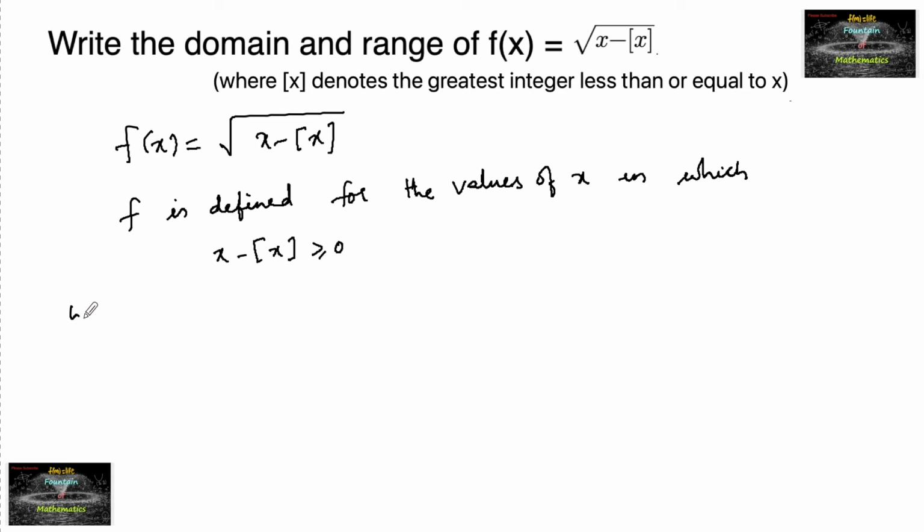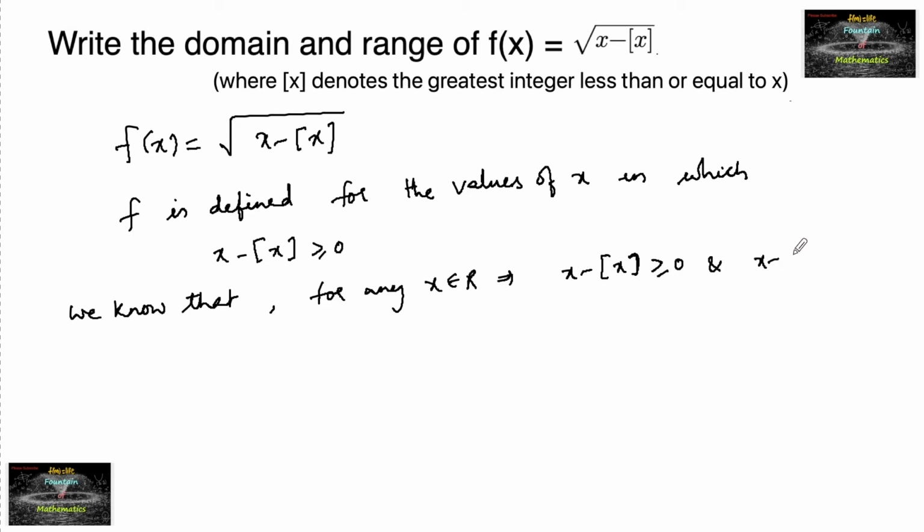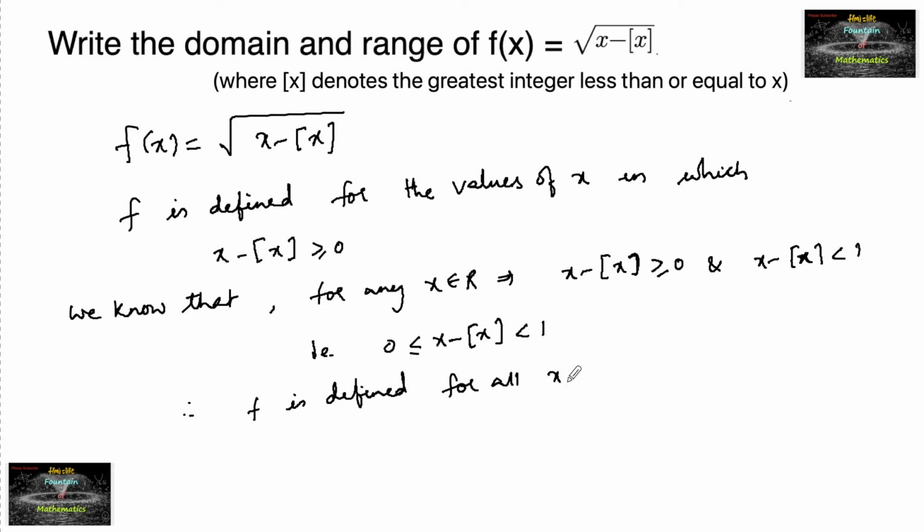And since we know that for any x belongs to R, x minus the greatest integer which is less than or equal to x is always greater than or equal to 0, and x minus step x is also less than 1. So we can write that x minus step x lies between 0, including 0, and 1. So anyhow it is non-negative. Therefore the given function f is defined for all real numbers. For every x belongs to R, the given function is defined.